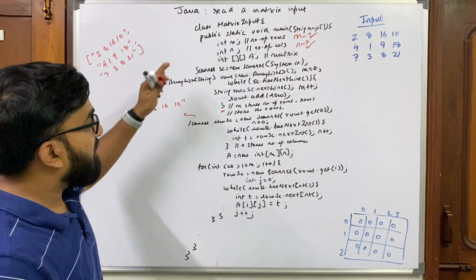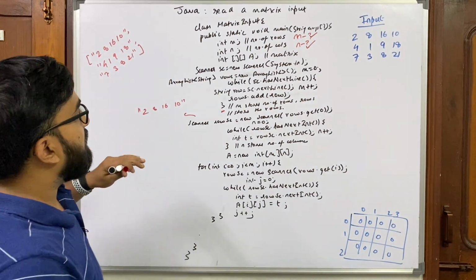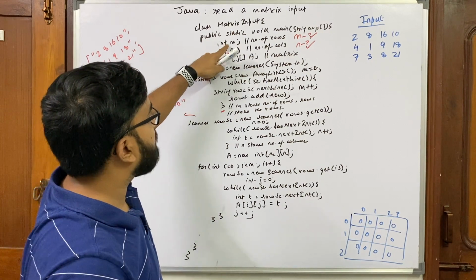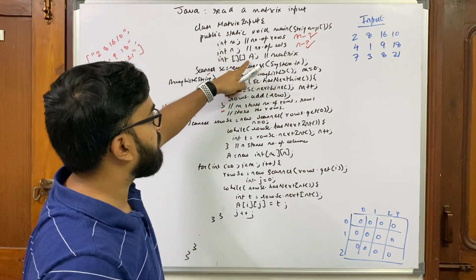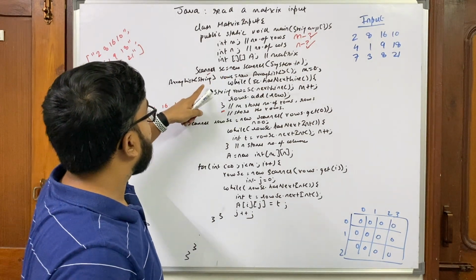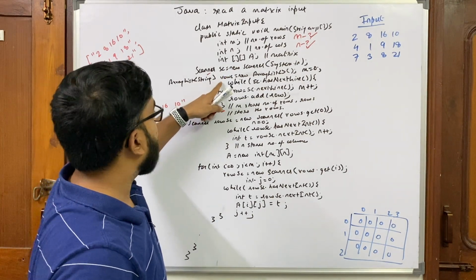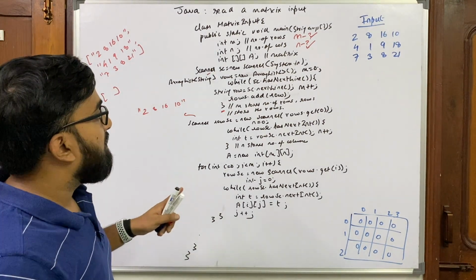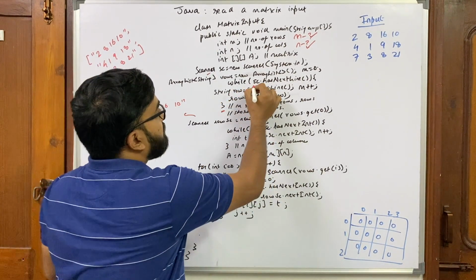So let me dry run this and show you how it works. Till here, it should be clear. We have three variables here. m stores the number of rows, n stores the number of columns. This is to store the matrix. And here we are creating a scanner object. This is where we create an array list. So you can imagine an array list with something like this, empty.